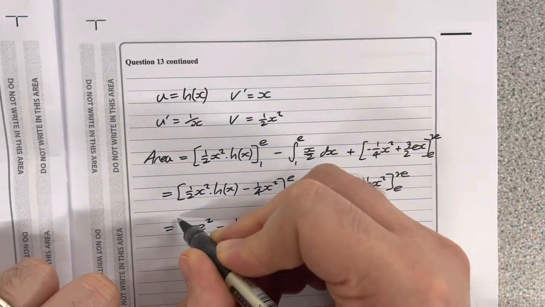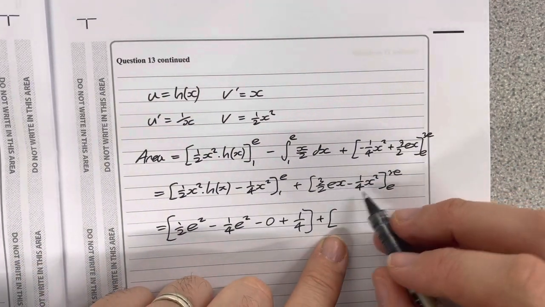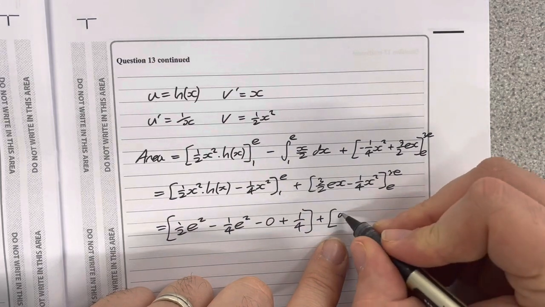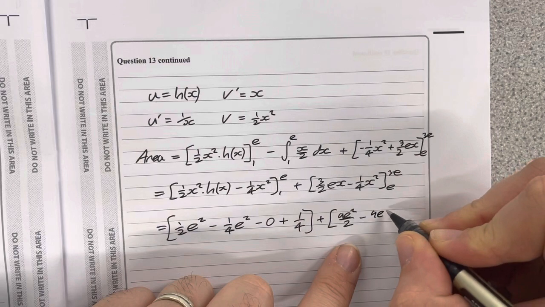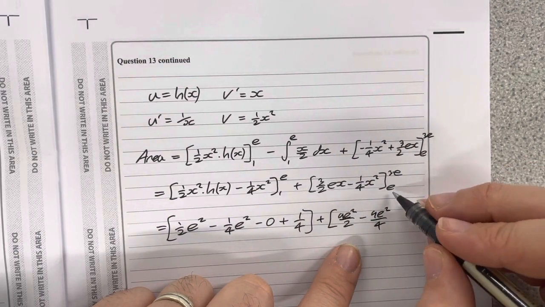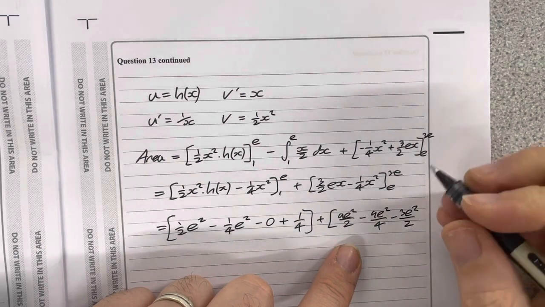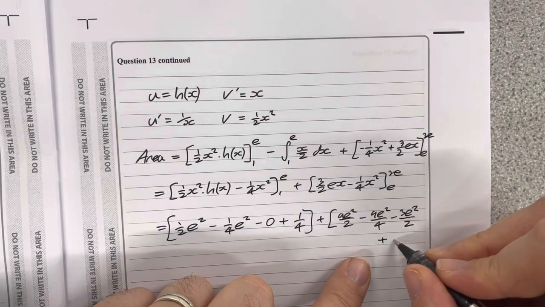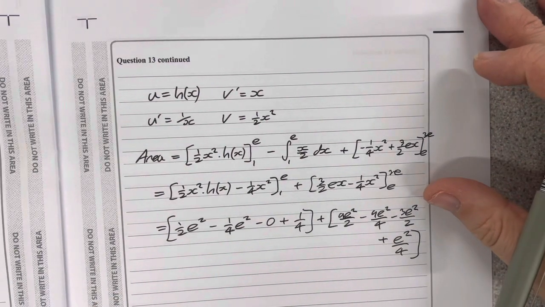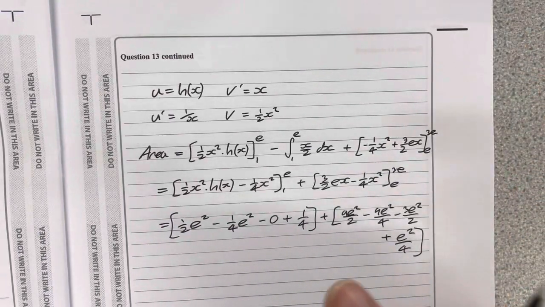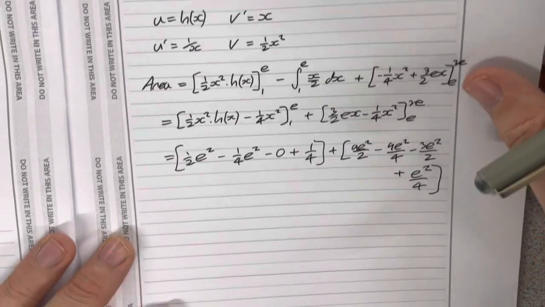So that's the first square bracket. Plus the second square bracket, so plugging in 3e, we're going to get 9e squared on 2, minus 9e squared on 4. Subtract 3e squared on 2, and then minus e squared on 4. Okay, lots of e squareds. In fact, everything's got an e squared except for that quarter, which is reassuring because that's got a constant in the question.